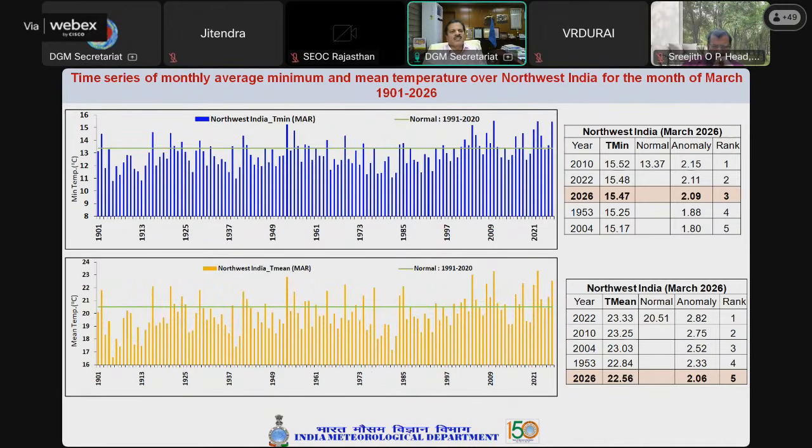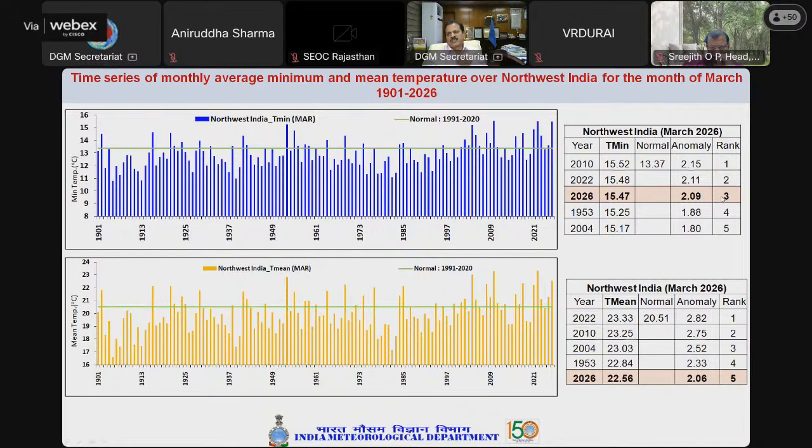Now let us look at the monthly average minimum and mean temperature over Northwest India. As I told, Northwest India was warmer. It was second also in rank. So what you find is that there is no such trend, but in the last 2 years it was near normal, while this year it has become significantly above normal. And if I look at the Northwest India mean temperature also, this year it has become higher than normal. So comparing the minimum temperature, it is the third rank.